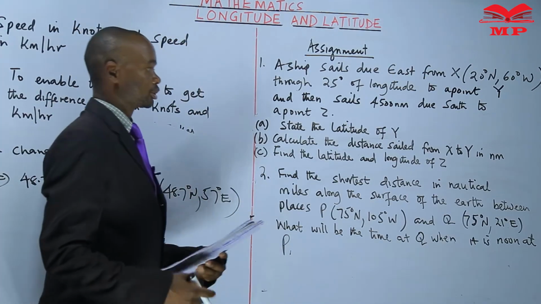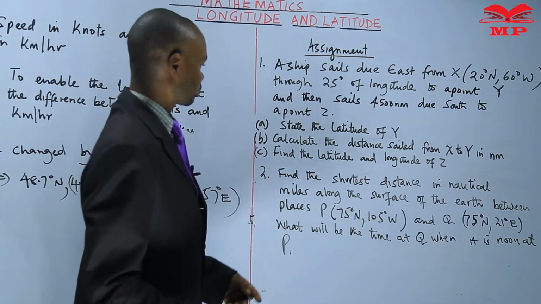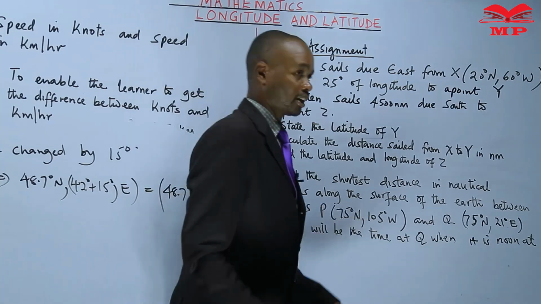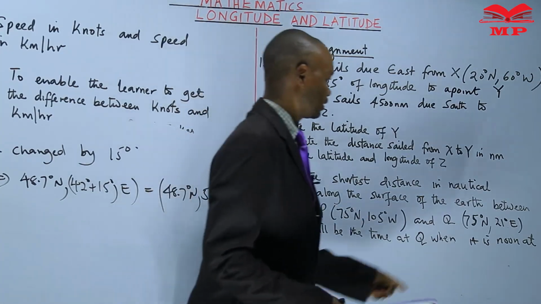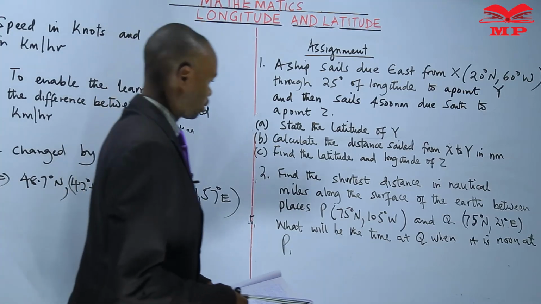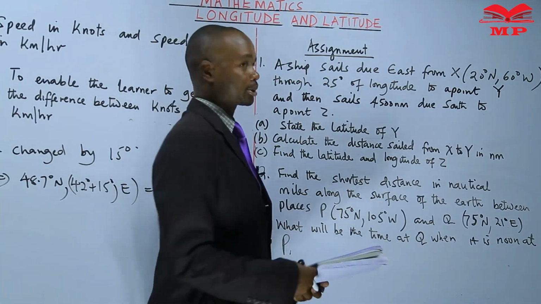B, calculate the distance sailed from X to Y in nautical miles and find the latitude and longitude of Z. 2, find the shortest distance in nautical miles along the surface of the earth between places P, 75 degrees north, 105 degrees west, and Q, 75 degrees north, 21 degrees east. What will be the time at Q when it is known at P?